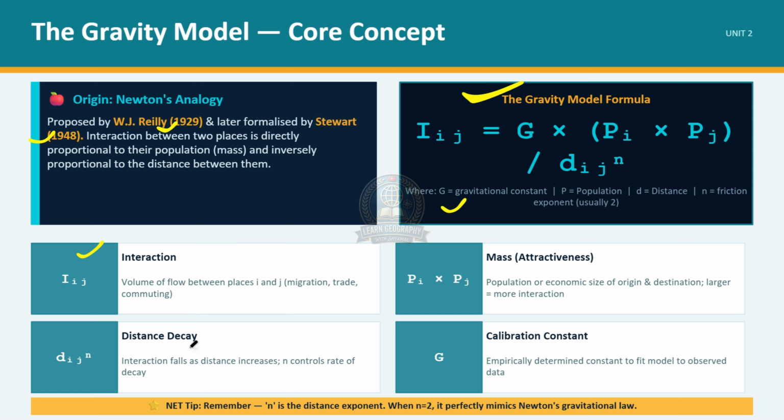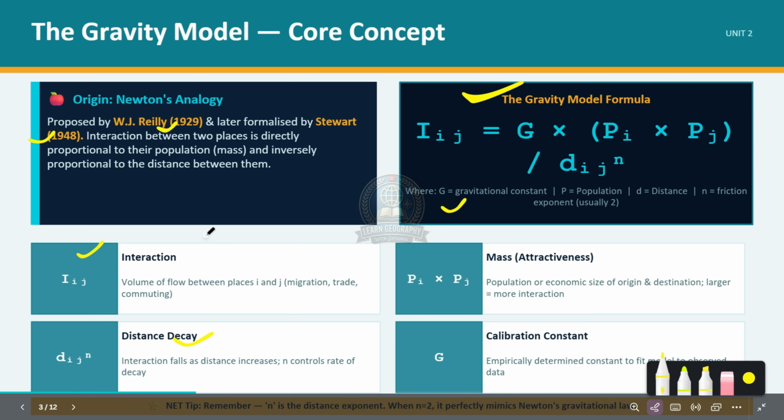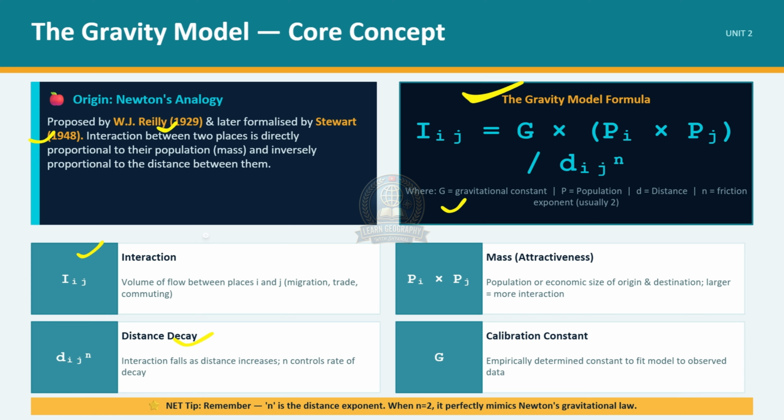Distance decay: interaction flow falls as distance increases, and n controls the rate of decay. Mass attractiveness: the population or economic size of origin and destination; larger means more interaction. Calibration constant: an empirically determined constant to fit the model to observed data. Remember that n is the distance exponent, and when n is equal to 2, it perfectly mimics Newton's gravitational law.